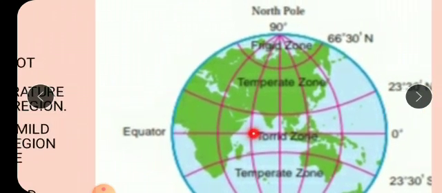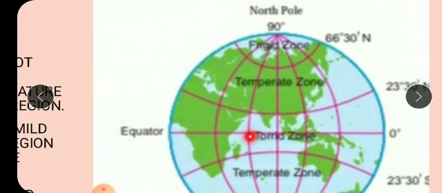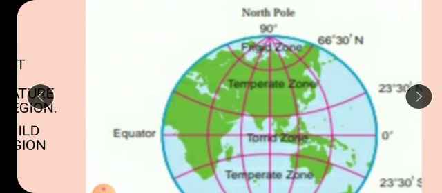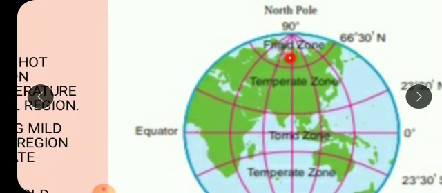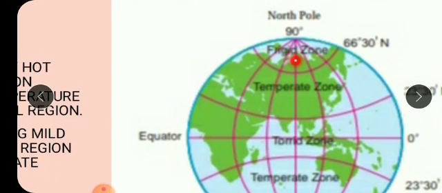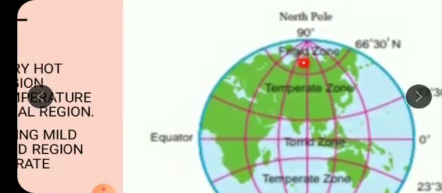So this equator has the highest temperature, very hot, the torrid zone, and the name of the region is what, children? See, tropical region. So this region will be the tropical region, and the name of the zone is the torrid zone. This is the temperate zone, mild, medium temperature, and the name of the region is the temperate region. Here very, very less temperature, almost cold. This is the frigid zone, and the name of the region is the polar region.